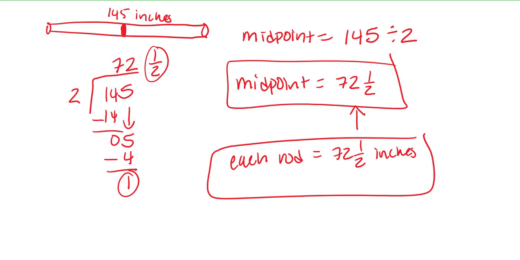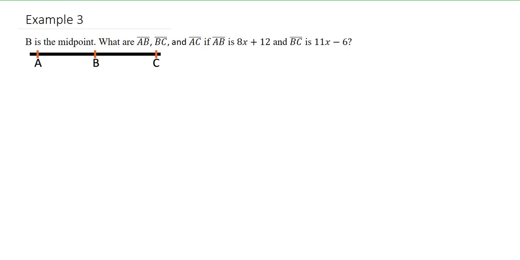Now let's go ahead and look at the final example. Example 3. So B is going to be the midpoint. What are the segments AB, BC, and AC if AB is equal to 8x plus 12, and the segment BC is 11x minus 6?